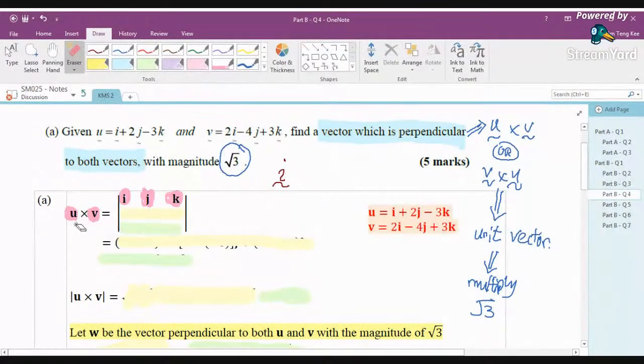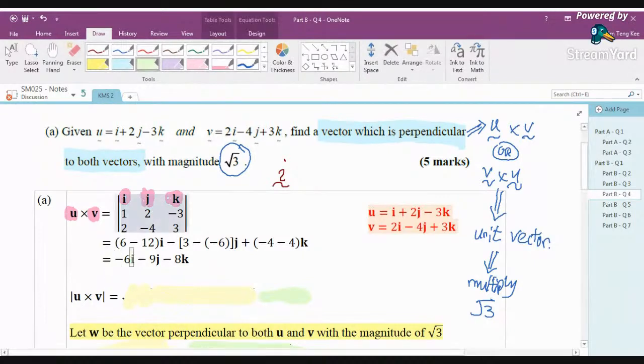Okay, so I'm using U cross V. If you don't like U cross V, the other way around is also no problem. For U cross V, the second line will be U: 1, 2, minus 3, followed by V. By the calculation of the determinant of a 3 by 3 matrix, this is the result I have. So this is the vector that I found that is perpendicular. So I have reached this part.